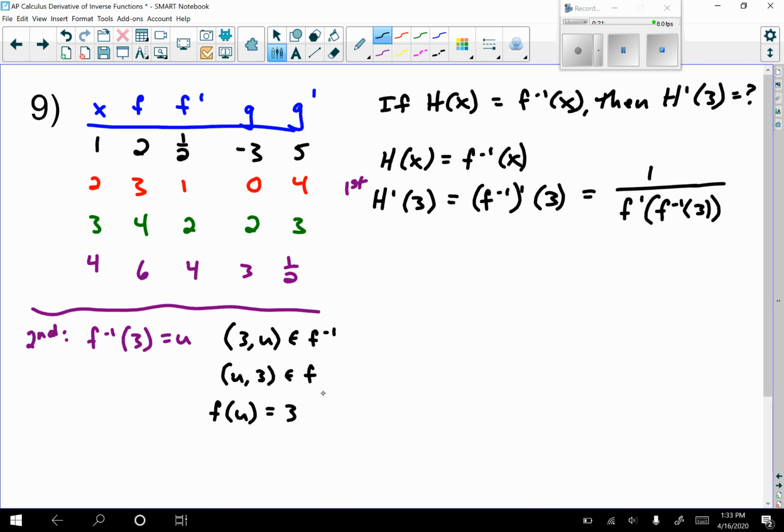So if I go up to my table now versus our last example where we were just given the values directly, here we have to go find it from the table. So I have to be very careful. We need f of x to equal a 3, and that happens right here. That f of 2 is equal to 3. So u is going to equal 2.